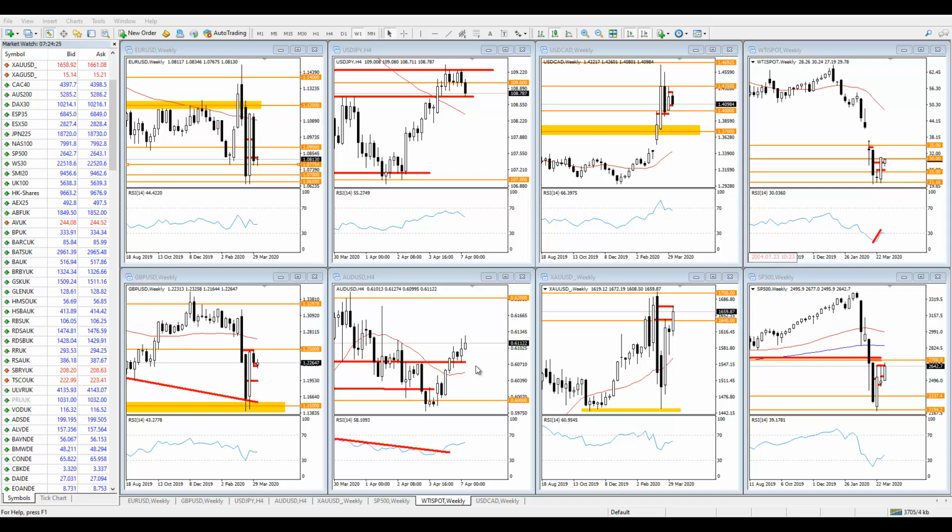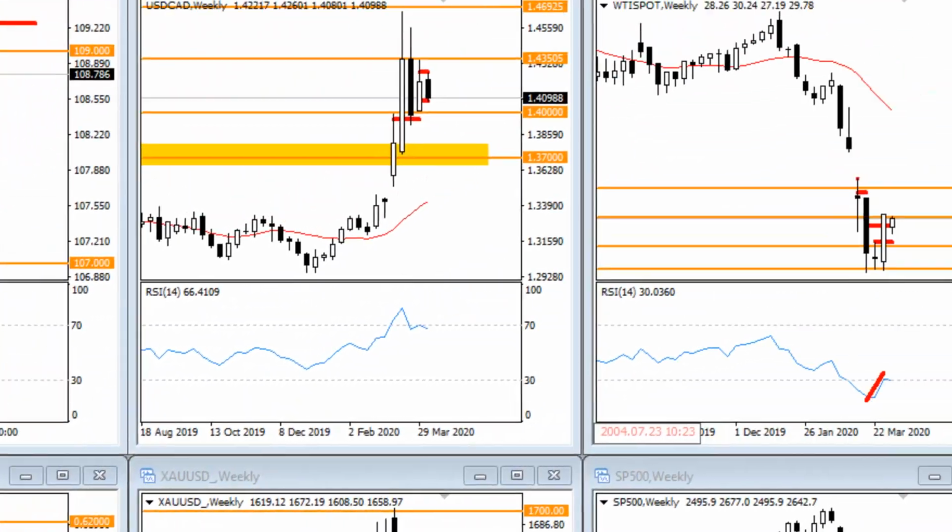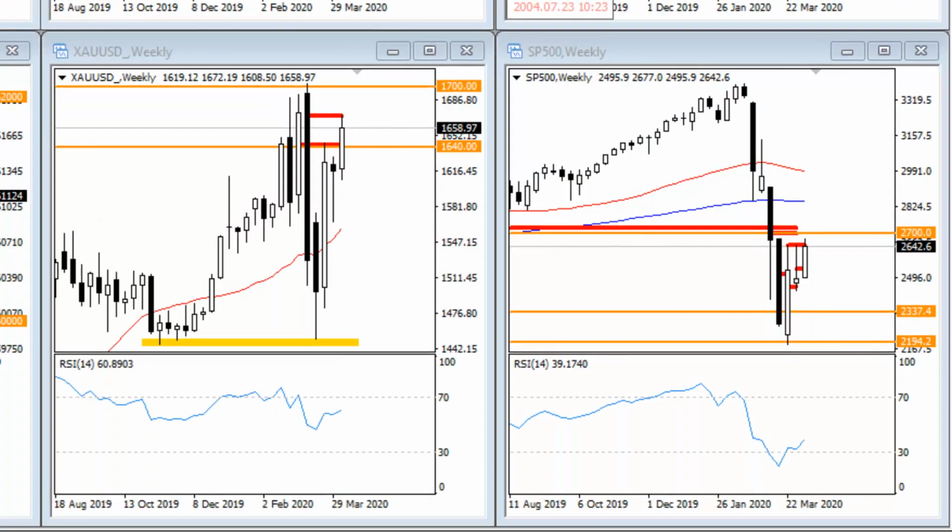We're going to run through the major asset classes offered on the platform today. We have currency pairs, we have commodities, and we have the stock market.